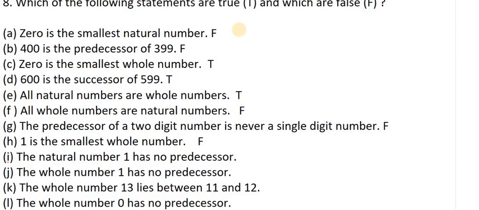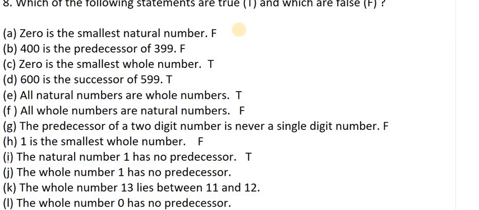The natural number 1 has no predecessor. We all know that predecessor means the number before. The natural number 1, he is not saying whole number 1, natural number 1. So before 1, nothing is there in natural numbers. So that is the reason he is saying natural number 1 has no predecessor. Yes, 1 has no predecessor. That is true.